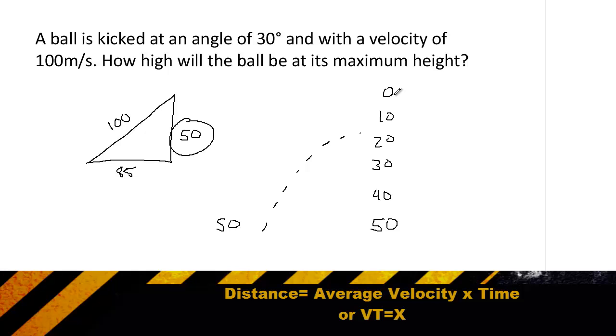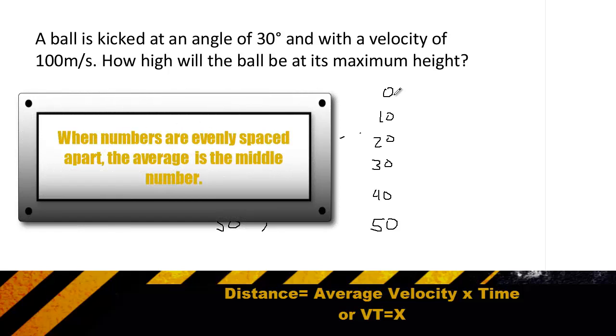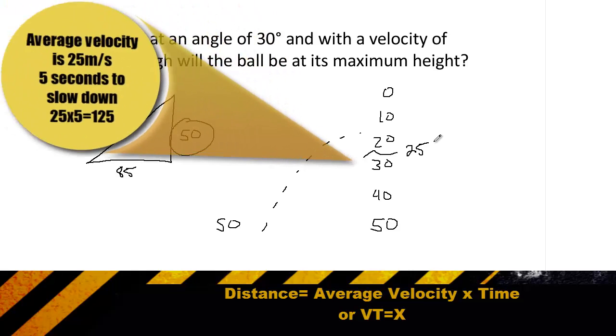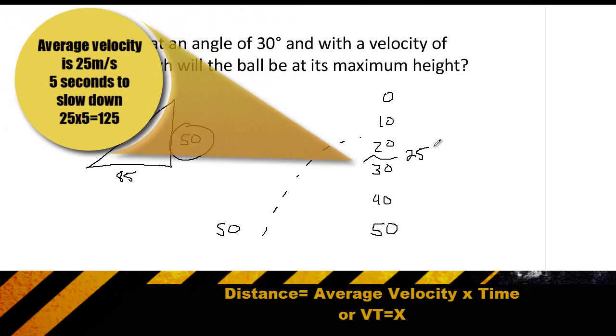Now we can figure out its average velocity. Remember, when numbers are evenly spaced apart, the average number is also the middle number. In this case, the middle number would be 25, right smack between 20 and 30. So now we know the average velocity, and we know it'll take 5 seconds for this ball to slow down and pause momentarily in the air.